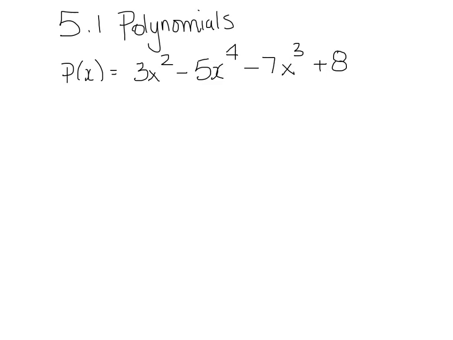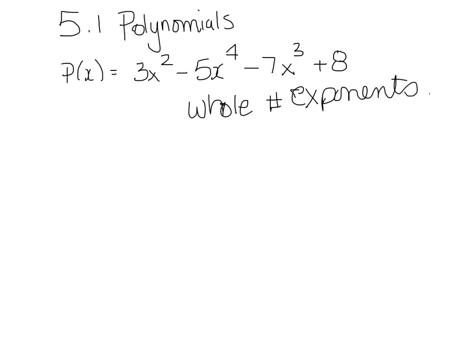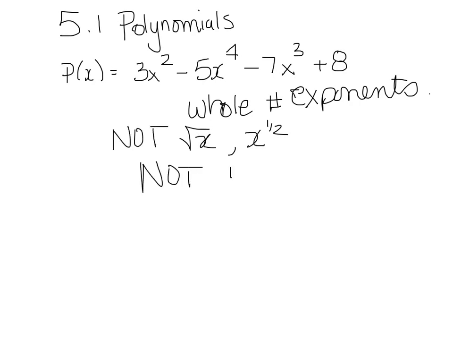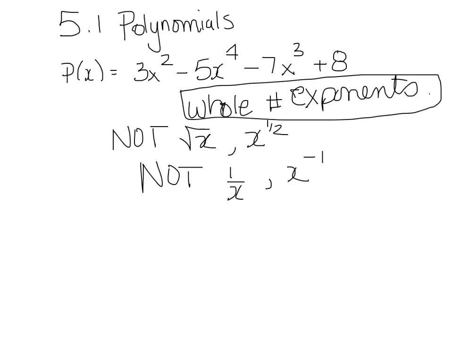And the thing to remember, though, is that all of the exponents are whole numbers, okay? So let's give you a couple examples of what would not be a polynomial. That would be anything with square root of x, because that's the same as having a rational exponent, a fractional exponent, so that's not allowed. And you're not allowed to have anything with 1 over x, so no variables in the denominators, because that would be like having a negative exponent. Okay, so only your whole number exponents, that's the rule to make it a polynomial.